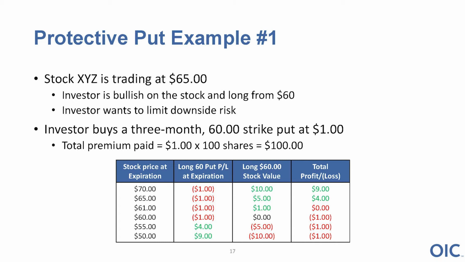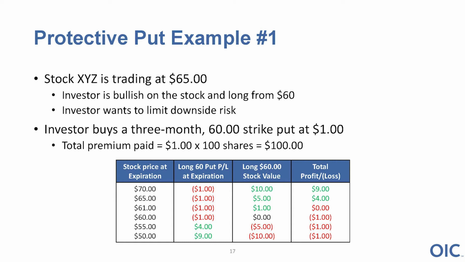So we look at our options chain and we see that we can buy the 60 strike put 3 months out for $1. So the premium that we're going to pay is $100, because remember, every time we see an options price in the market, we have to multiply that price by 100 because there's 100 shares per contract. So an option trading for $1 is in fact going to cost us $100. When we put on this position, now we're long stock at 65, and we're long the 60 level put for $1. So here's the chart.